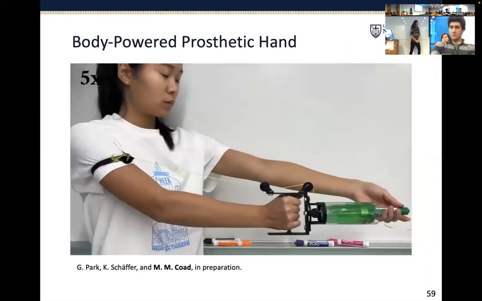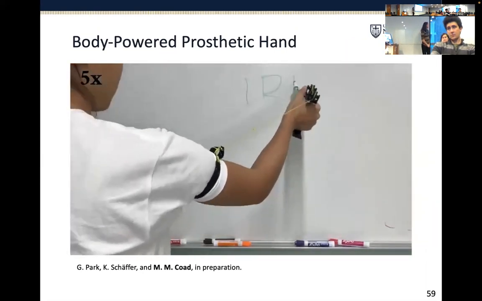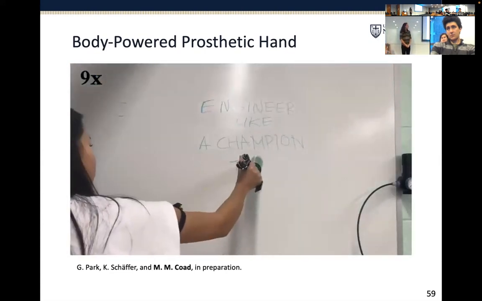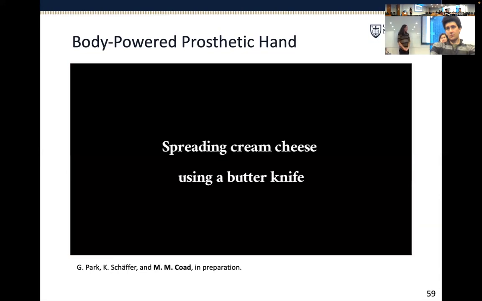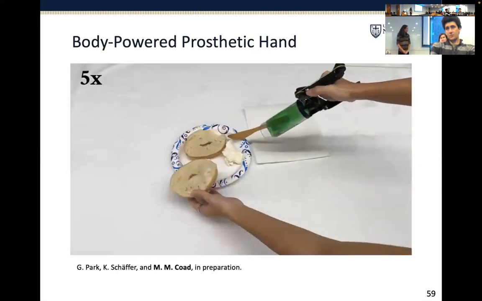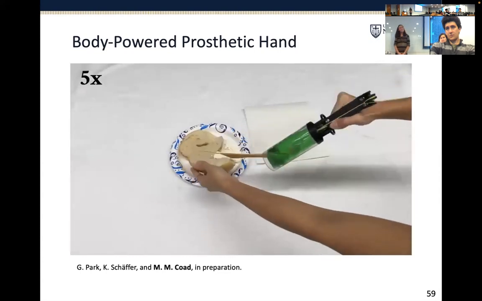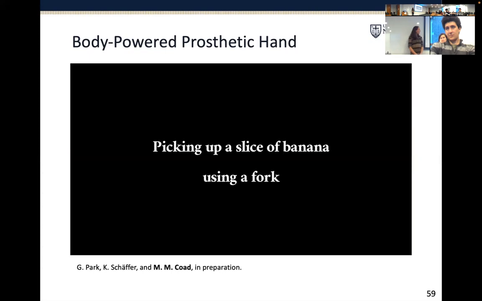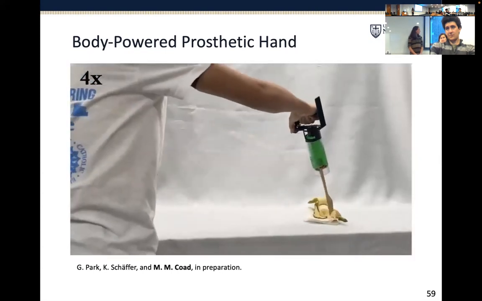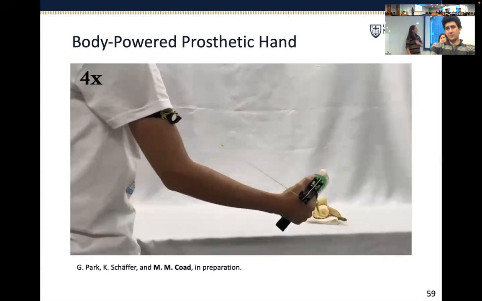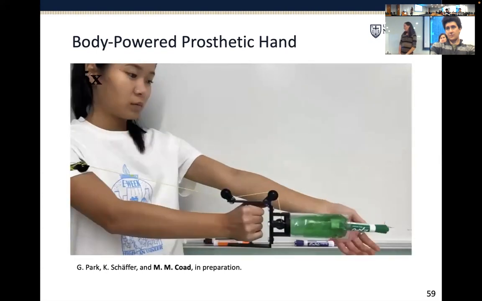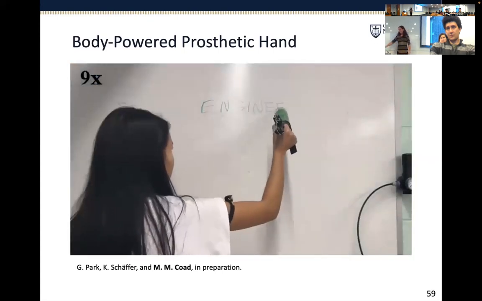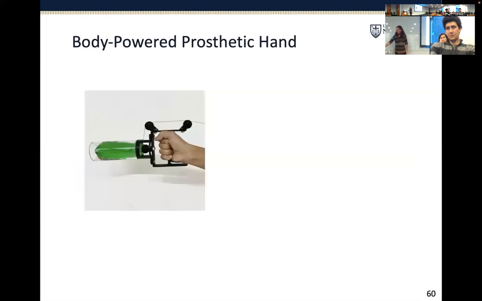So we did some demonstrations of some of the everyday tasks that we're able to do with this body-powered prosthetic hand. So you're able to write on a whiteboard. My student was also able to pick up a butter knife off the table and use this device to spread cream cheese on a bagel. She's able to pick up a fork and get a slice of banana on it. So it's exciting, some of the everyday tasks that my student was able to do while wearing this.